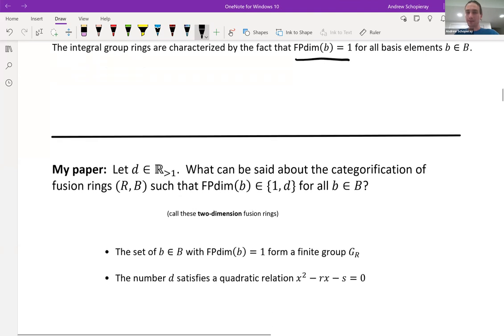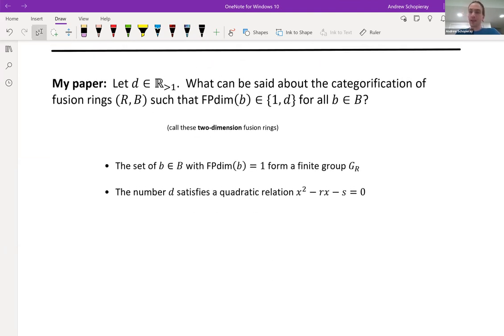In my paper, as you can tell by the title, we want to extend this as mildly as possible so we can still say something very powerful about these categorifications. So if I take a number D larger than 1, I want to know what can be said about categorifications of fusion rings where all the basis elements are either 1, so they act by permutations on the basis, or this special number D.